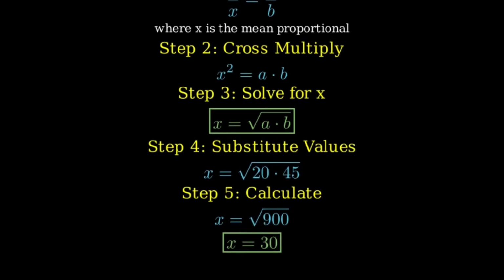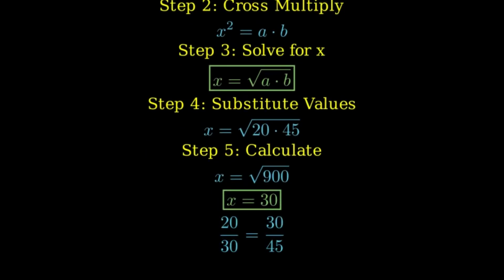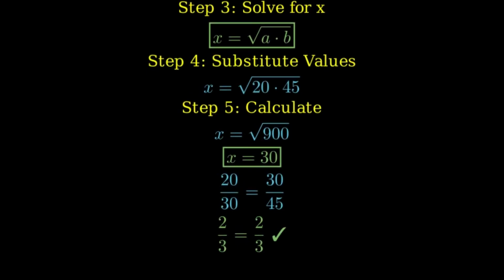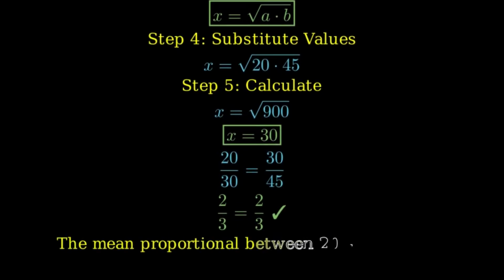Let's verify our answer. If 30 is the mean proportional, then 20 over 30 should equal 30 over 45. Indeed, both ratios equal 2/3, confirming our answer is correct. Therefore, the mean proportional between 20 and 45 is 30.